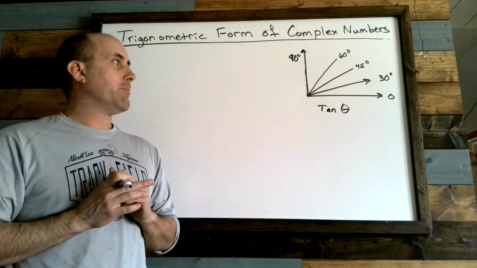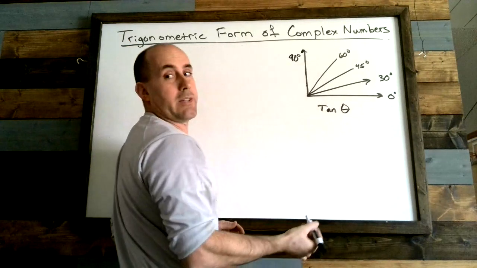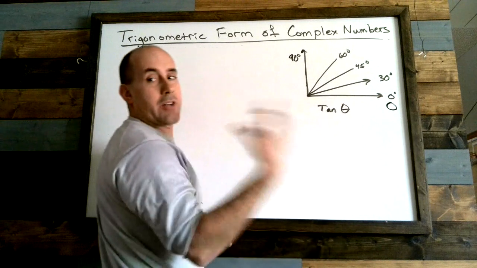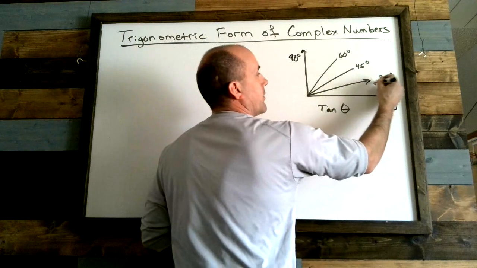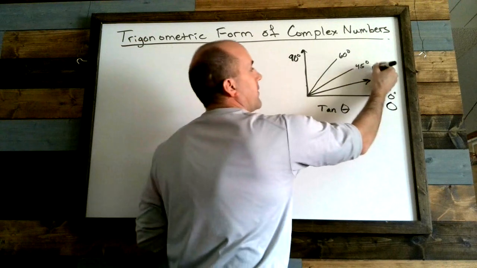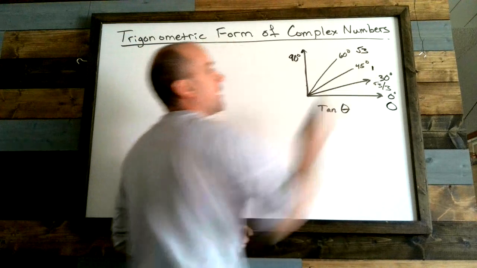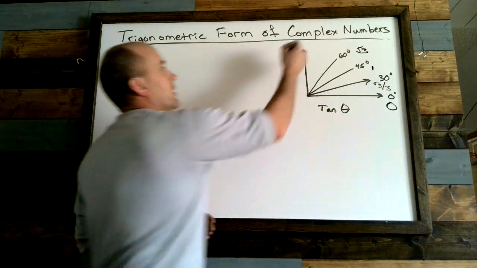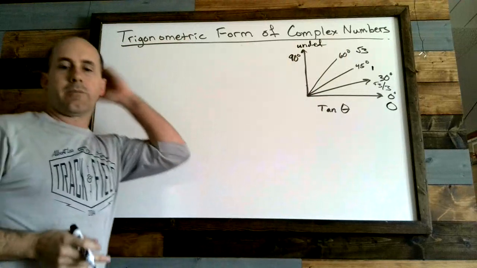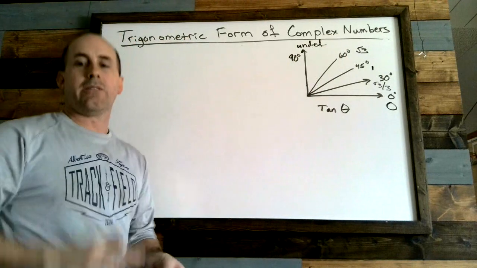I know, but tangent of 0 degrees is in fact 0. Tangent of 30 degrees is root 3 over 3. Tangent of 45 degrees is 1. Tangent of 60 degrees is root 3. And the tangent of 90 degrees is undefined. We can use that as we work through these examples. I think it will help you if I leave that chart there.